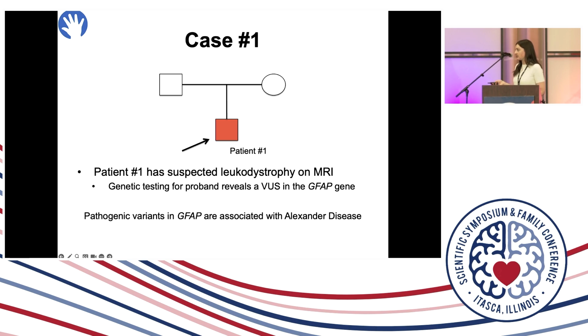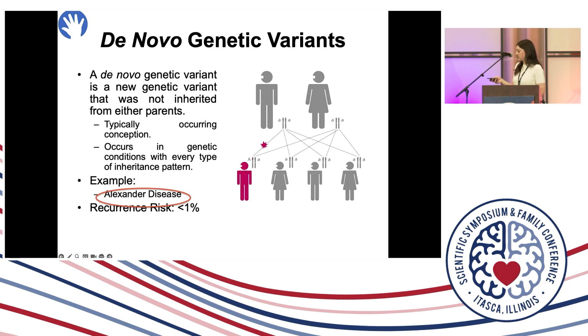in the GFAP gene. And we know that pathogenic variants or disease-causing variants in this gene are associated with Alexander disease, which was the example that we used for our de novo genetic variants. And so in a child with Alexander disease, infantile Alexander disease, what I would expect to see in their pedigree is that neither of these parents have that same genetic change.